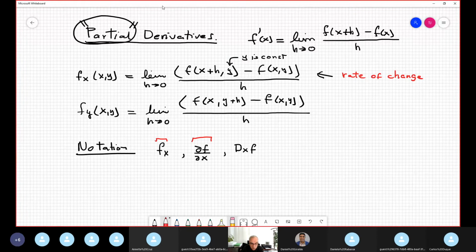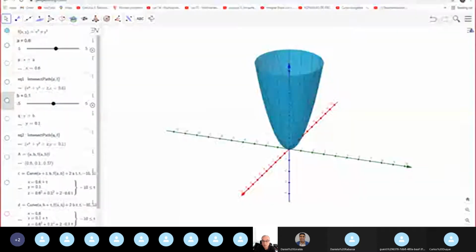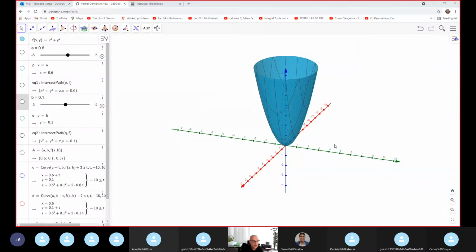But I would like to show you the interpretation of this. Let me try to do my best. I go to GeoGebra now to illustrate the interpretation of the partial derivative with respect to x and the partial derivative with respect to y. Okay, look at that. Boom. Do you see GeoGebra? And to illustrate this idea, we have a function, a paraboloid.